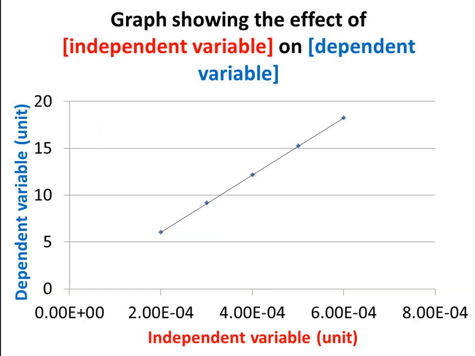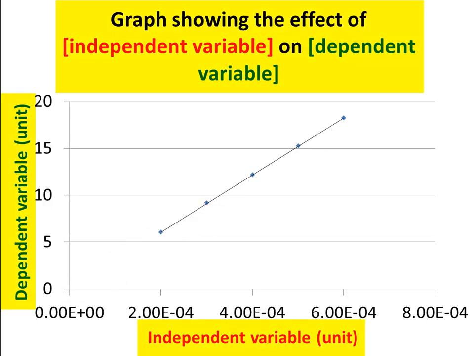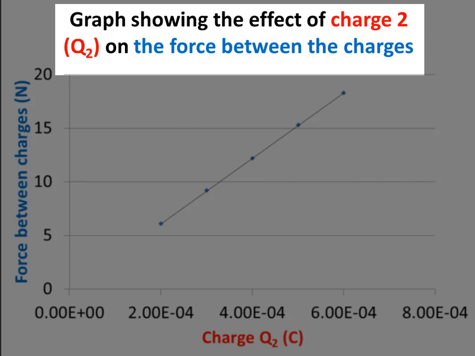We plot the graph, and indeed we get a straight line. If we would extend that line all the way to 0, we would see that indeed it would cut the origin. The straight line through the origin shows us that indeed these variables are directly proportional to one another. You need to complete the labels here and then continue with the movie. Graph showing the effect of charge 2 on the force between the charges. Or to be more exact, graph showing the effect of the magnitude of charge 2 on the magnitude of the force between the two charges.